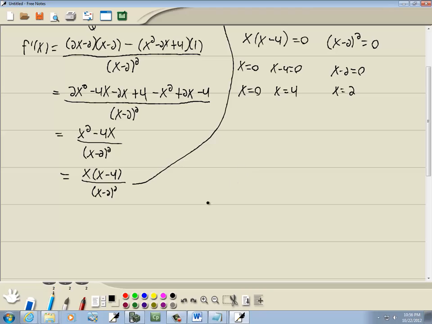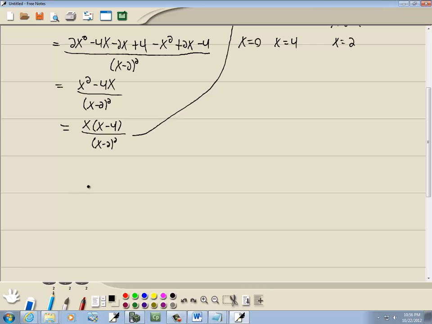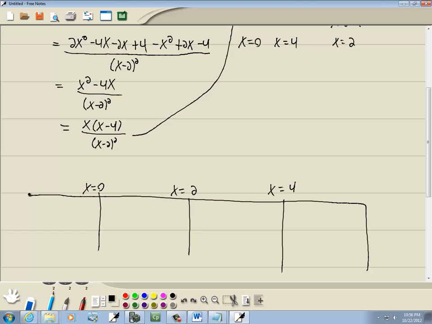So, let me set up my intervals. And let me do it down here, so I have room. Smallest one is 0. Our next one is 2, and our next one is 4. Clear over here is negative infinity, and clear over here is positive infinity. Now I'll pick test cases. I'll pick a number between negative infinity and 0, like negative 1. Something between 0 and 2, like positive 1. Something between 2 and 4, like 3. And something greater than 4, like 5.